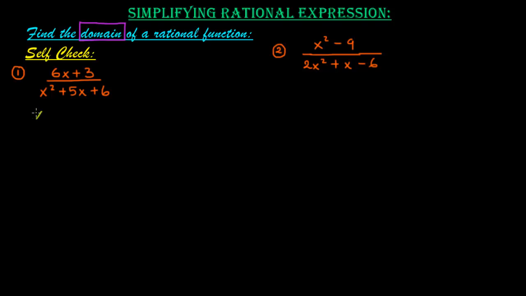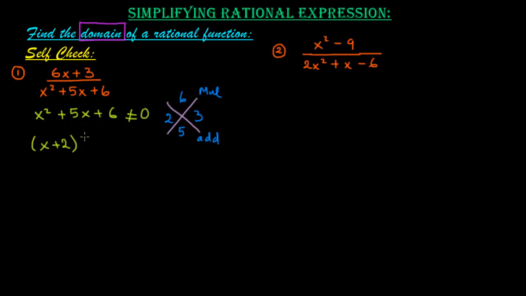So we find the domain of this one: we set the bottom not equal to 0. So x squared plus 5x plus 6 cannot equal 0. To factor this one, I have to use the diamond form. First number times last, 1 times 6 gives me 6. The middle number is 5. We find a pair that multiplies to 6 and adds up to 5. That pair should be 2 and 3. 2 plus 3 gives me 5 and 2 times 3 gives me 6. So the answer will be x plus 2 times x plus 3 cannot equal 0.